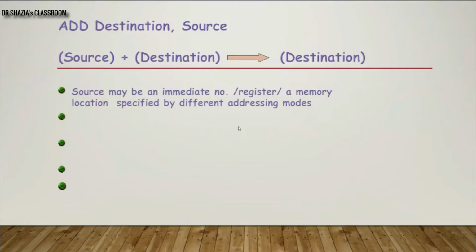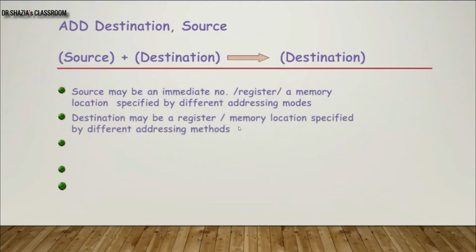Now, as a memory location is involved, we can write this memory location in multiple ways, which I have discussed in my previous video on addressing modes. Hope you have gone through it. Then you can understand almost 24 different types of memory addressing modes are possible. Similarly, your destination could be a register or a memory location, again specified by different possible methods. But your destination cannot be an immediate data.